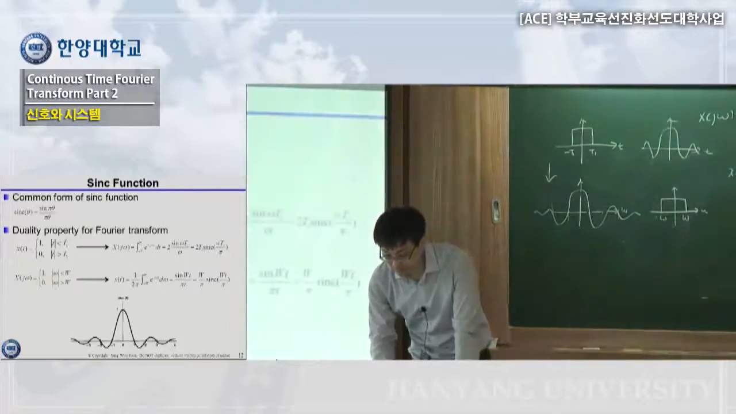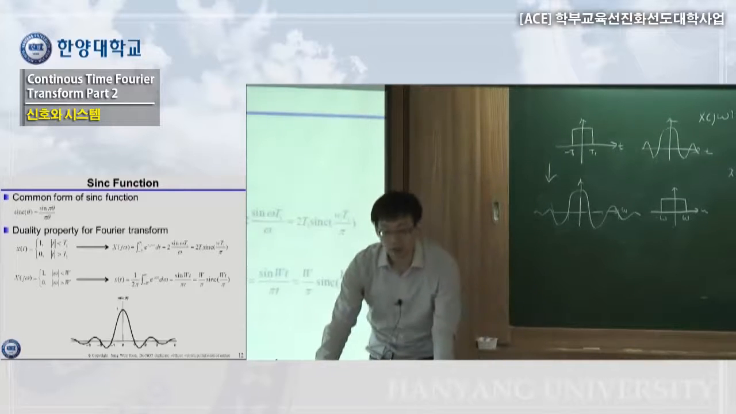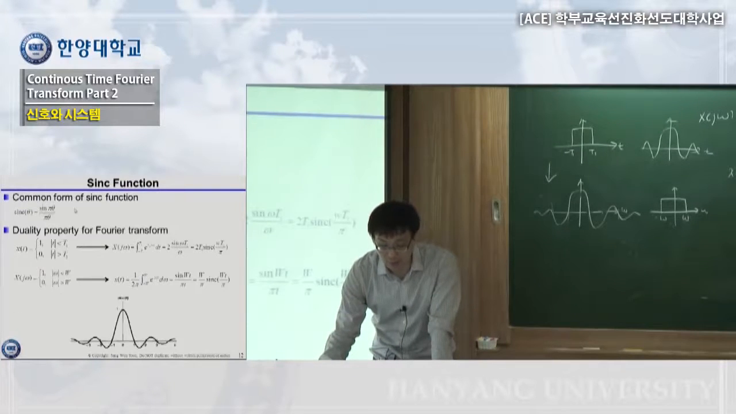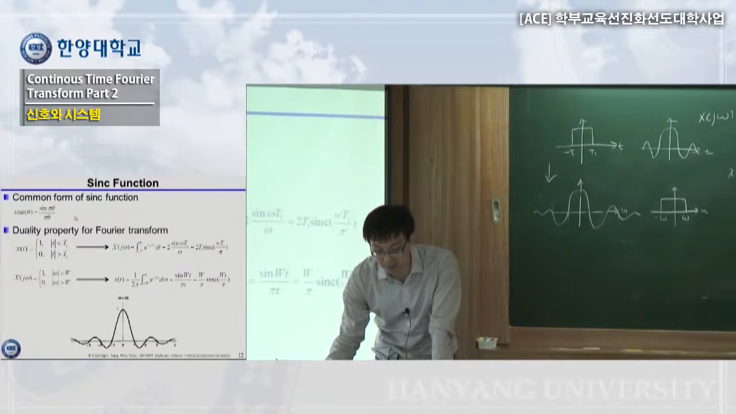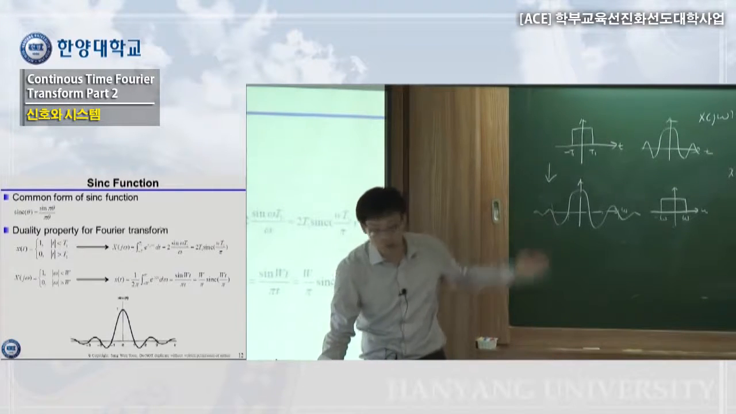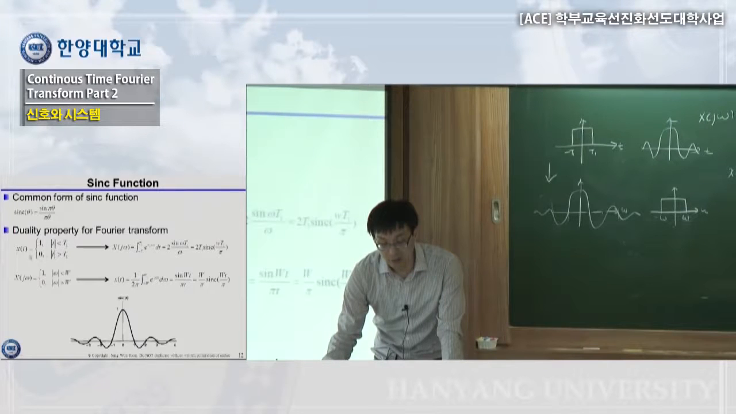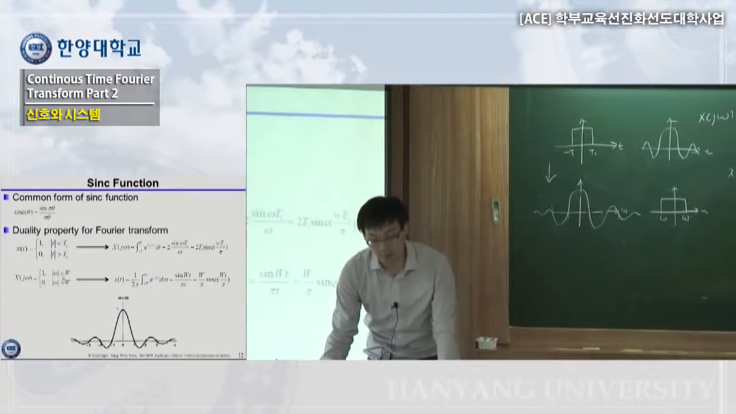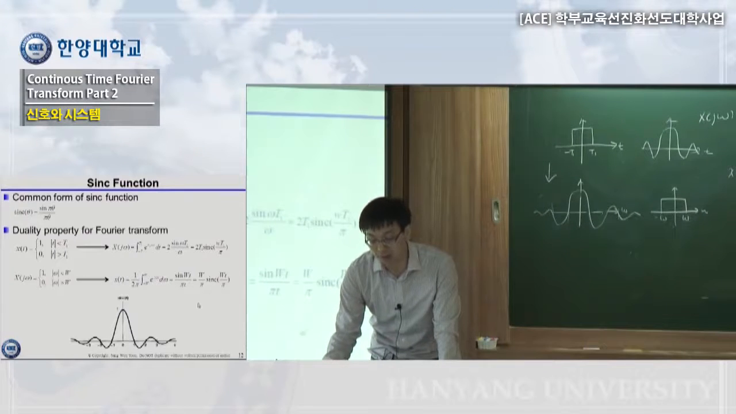So let's see one more time, define the zinc function. Basic form of zinc function, this is a more common form. Sine pi theta over pi theta. If there is not exactly pi, you can take them out as a scale factor. And duality property of Fourier transform is, like what you can see in here, if the signal is rectangular signal in time domain, they change the zinc function. If the signal is rectangular signal in frequency domain, they change the zinc function in time domain.